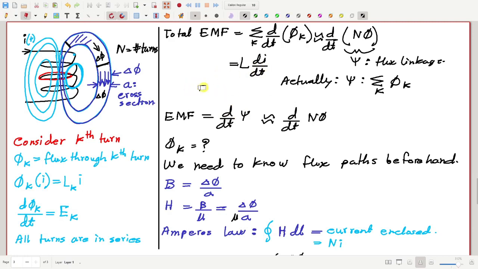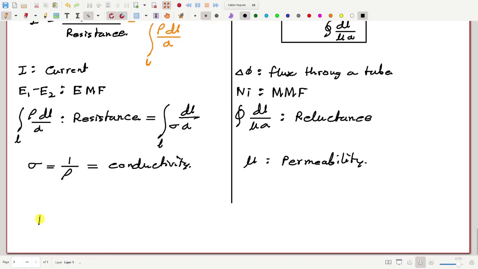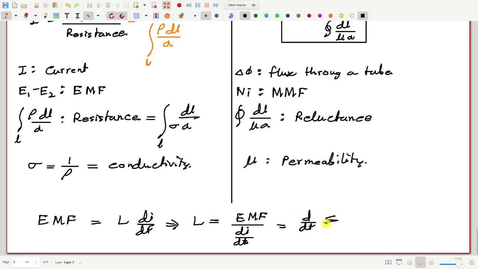So let me just write below. EMF is equal to L times di/dt. From this, we can define L equal to EMF divided by di/dt, and EMF is nothing but d/dt of the sum over the flux for all the turns, and here I have di/dt.